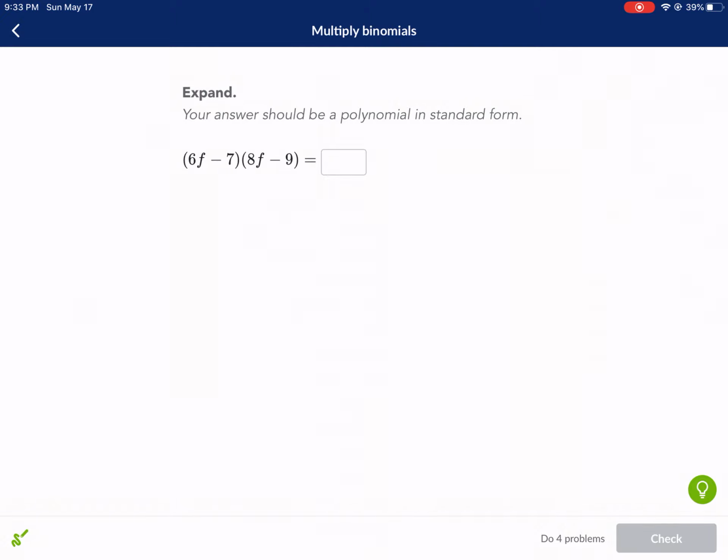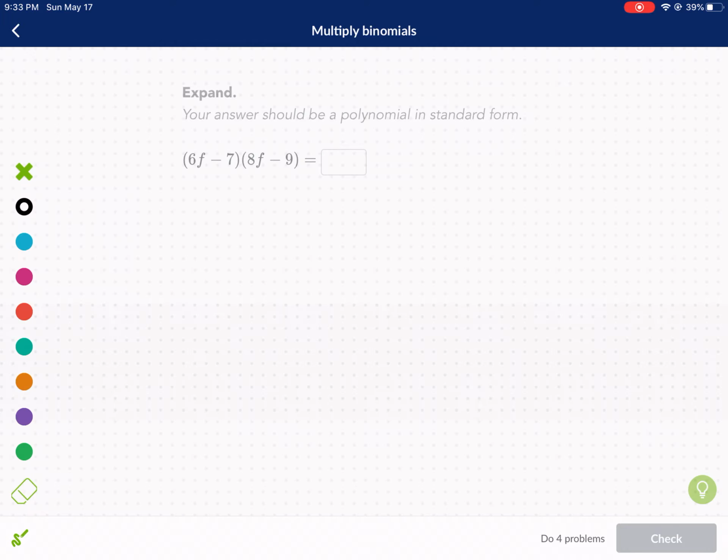We're doing another Khan Academy tutorial on multiplying binomials. This one's not the intro, it's a little bit tougher than the other ones we've done so far. So let's go ahead and get started. It says expand. A couple different ways to do this. I'm just going to show you, I think, the most effective way.